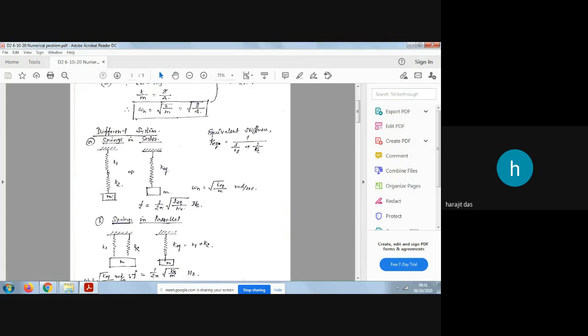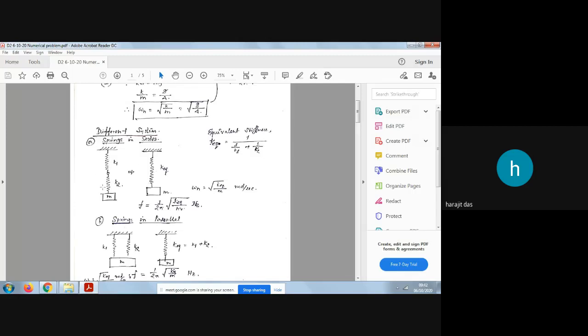Okay, so what is delta? Delta 1 will be equal to mg by k1, isn't it? And delta 2 will be mg by k2. So mg by k equivalent will be equal to mg by k1 plus mg by k2. If you just strike out the term mg, then you will get 1 by k equivalent equals 1 by k1 plus 1 upon k2. Then finally you will get this expression. Or you can just rearrange this term also, so finally you will be getting the equivalent stiffness.